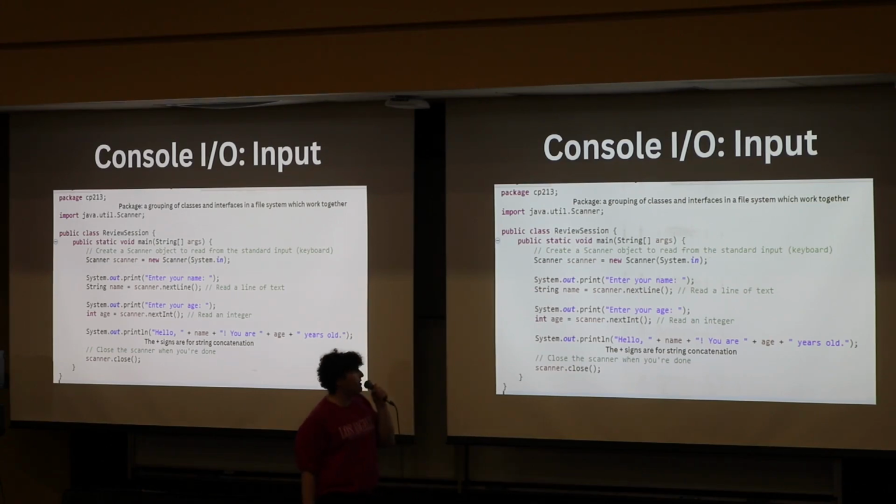And then next, public class ReviewSession. Because I wanted to make some sample code for this review session, I had to make an arbitrary sample class for it. So I just called it ReviewSession.java, simple, random, arbitrary. And then public static void main.